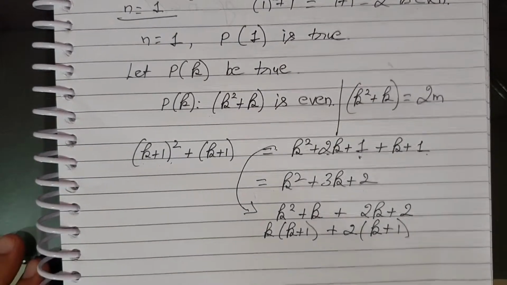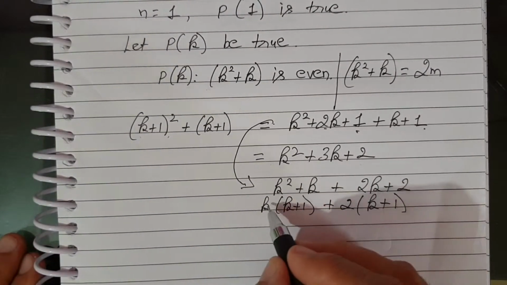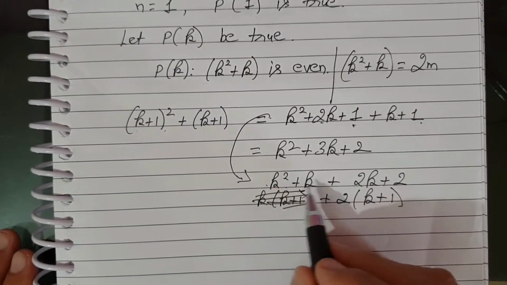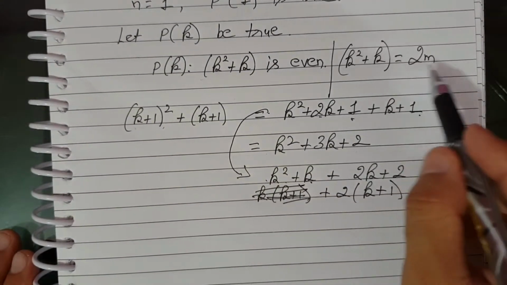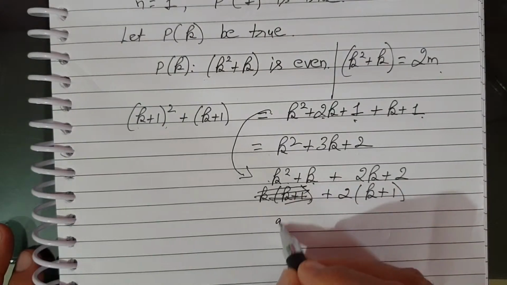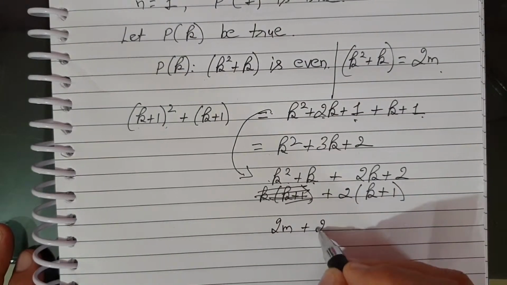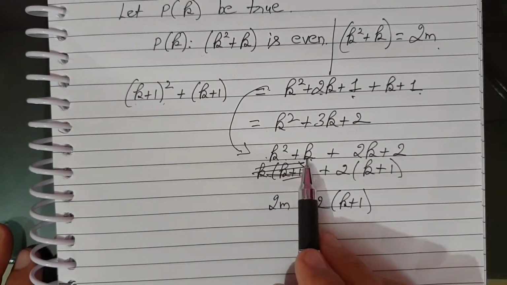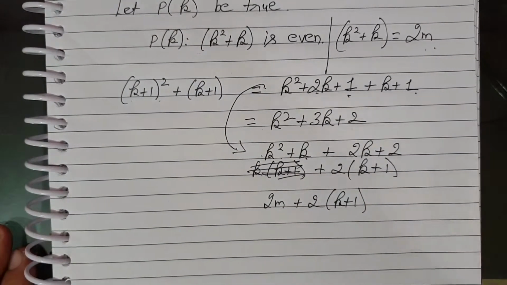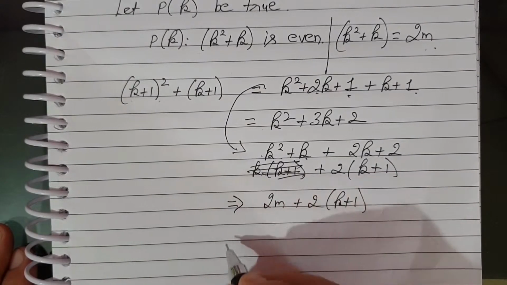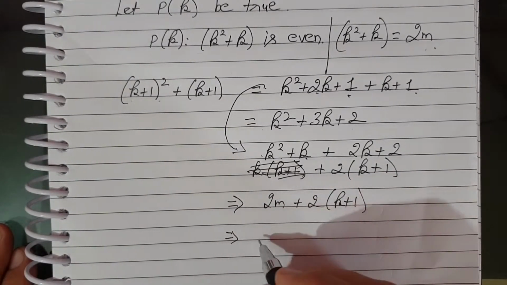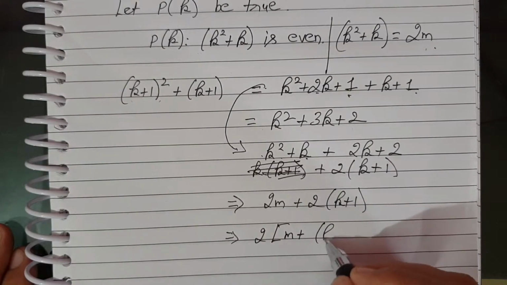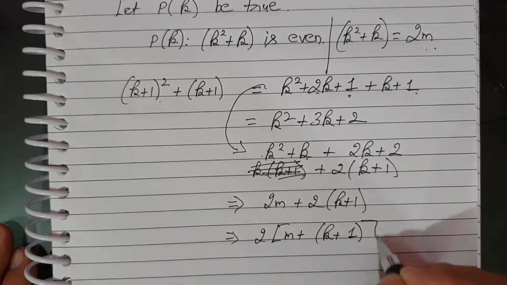Okay, so I think we shouldn't take this thing, because why? You know, k square plus k is actually equal to 2m. So you can just write 2m instead of this, 2m plus 2k plus 1. We didn't require that step because k square plus k is already 2m. Okay, so now from this we can take 2 common. So if we take 2 common, this is m plus, which is k plus 1.